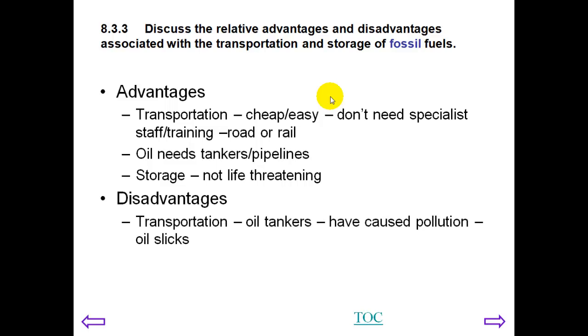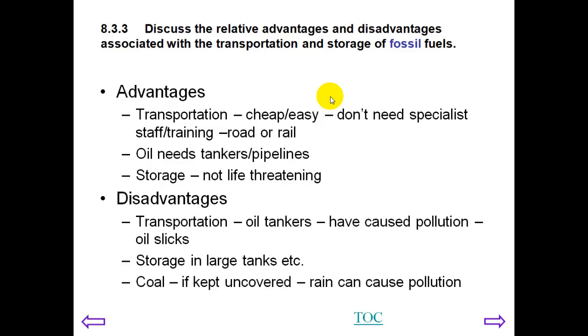Disadvantages. In transportation, there have been problems in the past with oil tankers where the body has been ruptured, and we've had pollution and massive oil slicks, which cause environmental disasters. Oil can be stored, but it has to be stored in large tanks. And coal, if kept uncovered, when it rains can cause pollution. Some of the sulfur compounds in the coal can run into the soil and cause pollution to the soil.